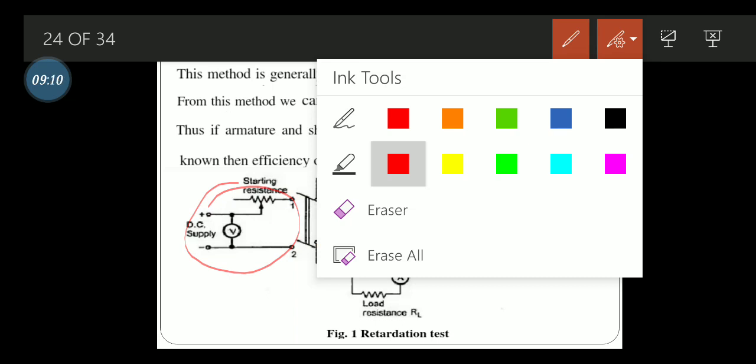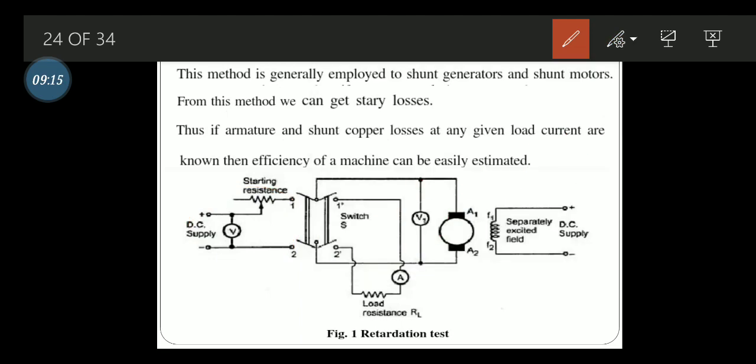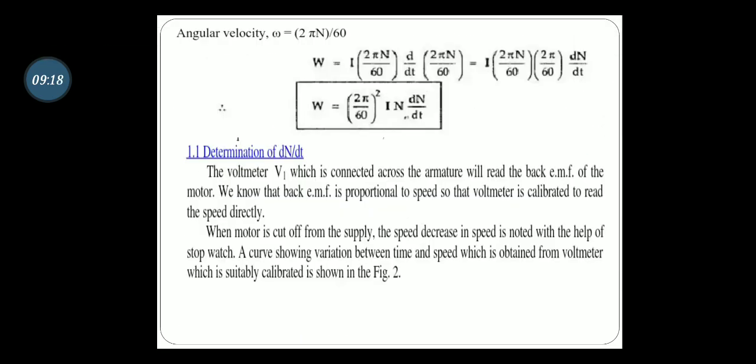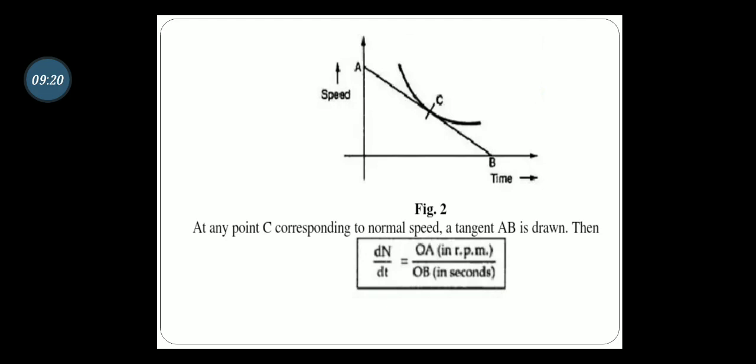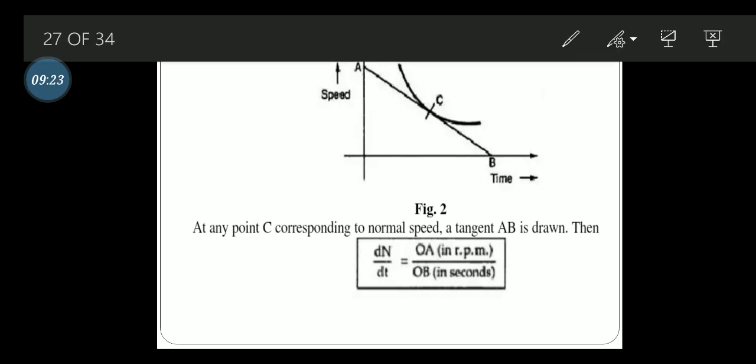Then this relation, the speed and time, you plot graphically, and you will get a curve like this. In this curve you draw a line, the tangent to the curve, which cuts both the axes, x and y, represented by speed and time.